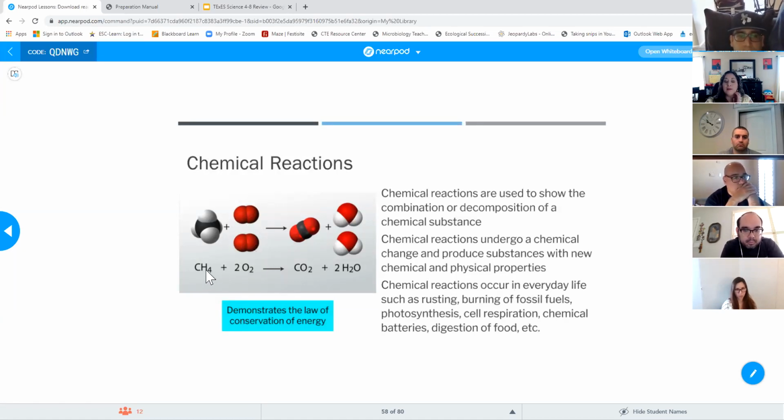Over here, we've got methane. So I've got 1 carbon and 4 hydrogens. And that's what I have here. I've got my 1 carbon in the black and 1, 2, 3, 4 hydrogens on there.